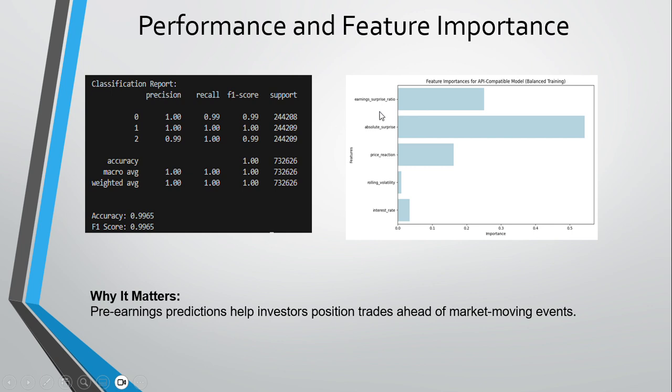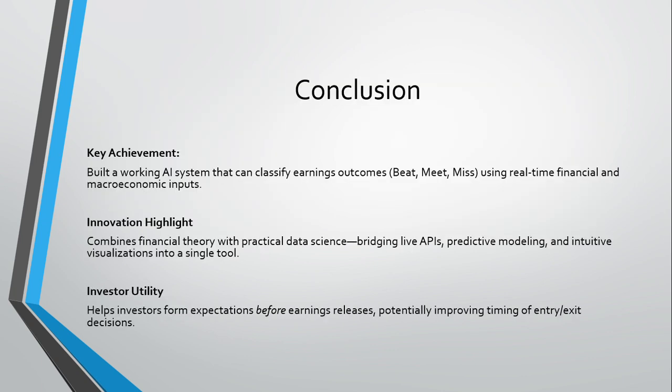And then we have the feature importance. Basically, these are the features that are going to be predicting the model. So we have the earnings to price ratio, absolute surprise, price reaction, rolling volatility, and interest rate. What matters is that pre-earnings predictions help investors position trades ahead of market-moving events.